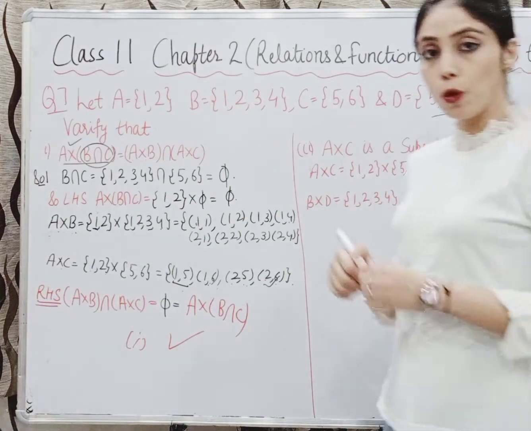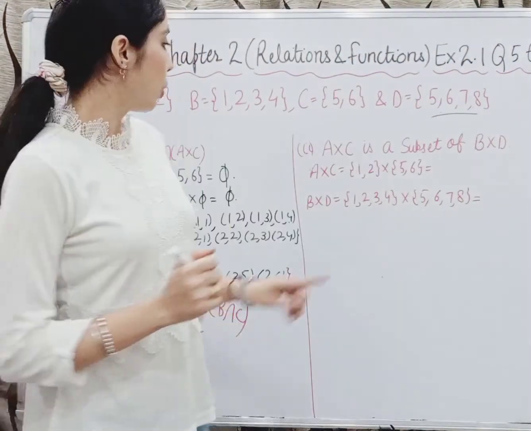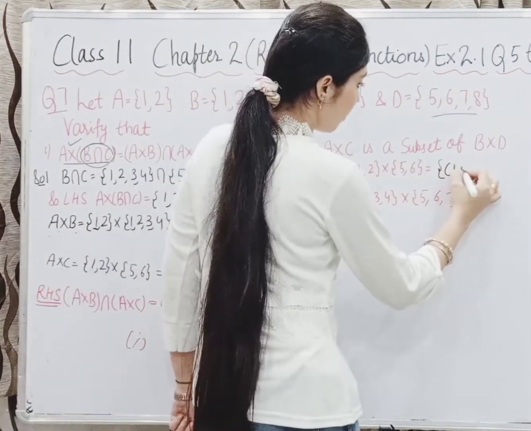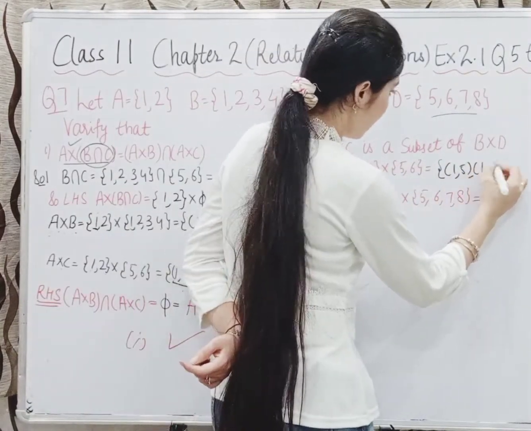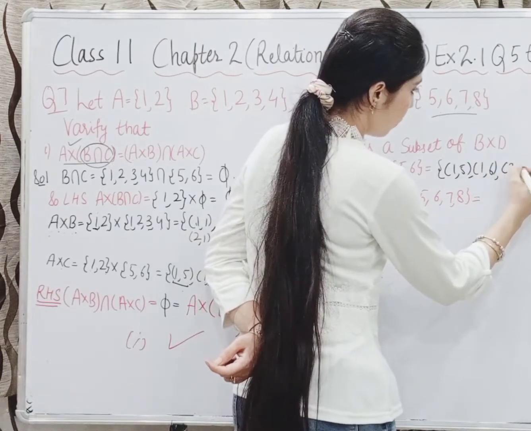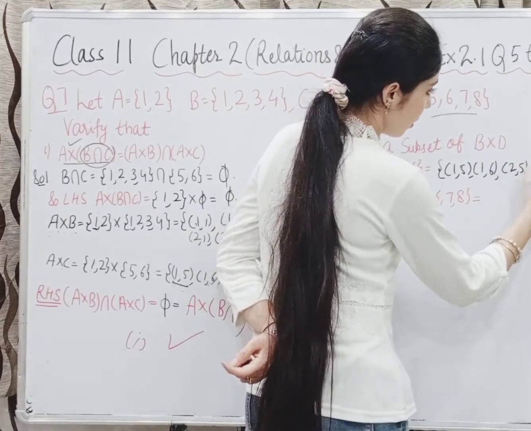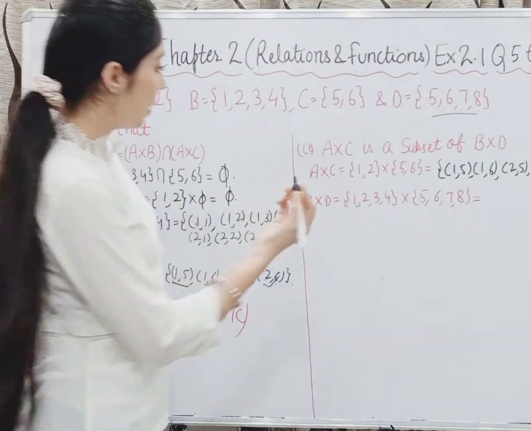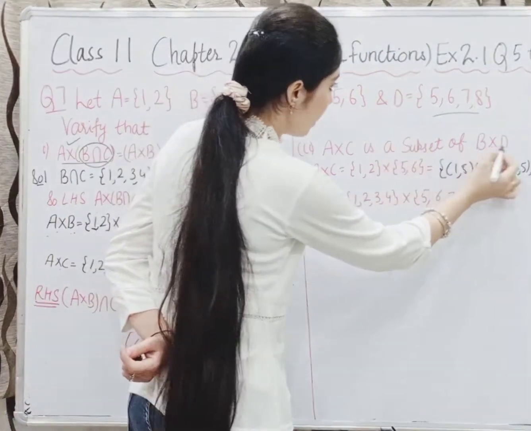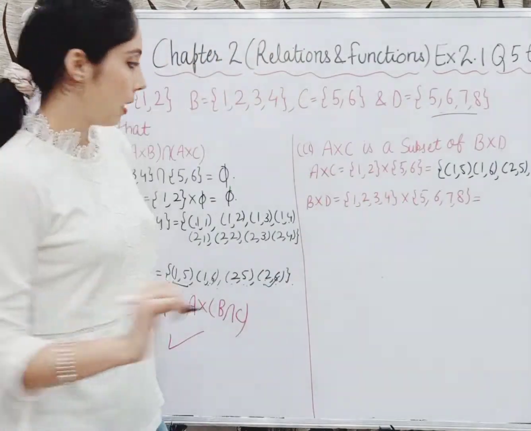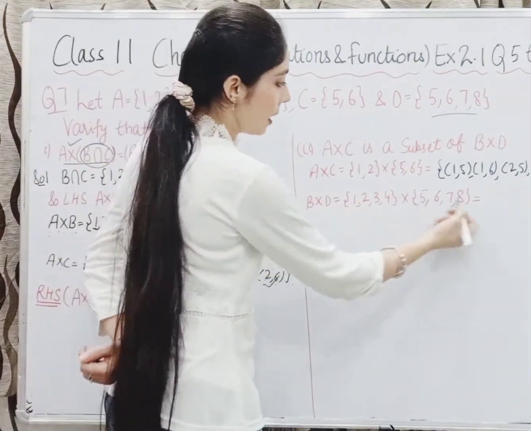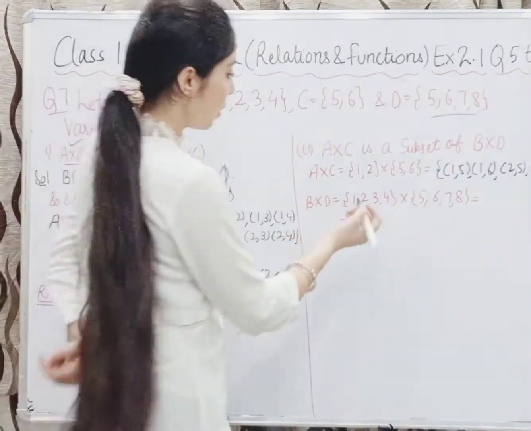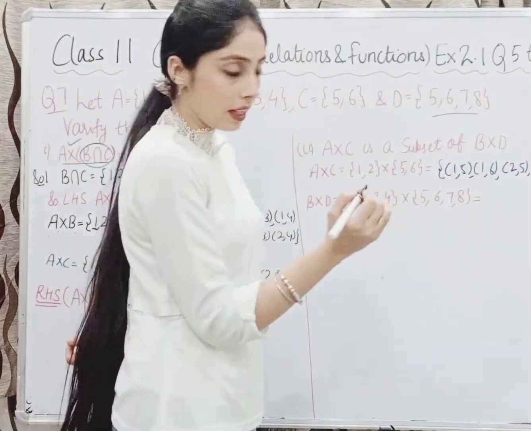Okay. First of all, we will find the Cartesian product of A and C. So this will be (1,5), (1,6), (2,5) and (2,6). Okay. There will be 4 elements. So what about B cross D? In B we have 4 elements, in D we have 4 elements. So in the Cartesian product we have 4 into 4, 16 elements.